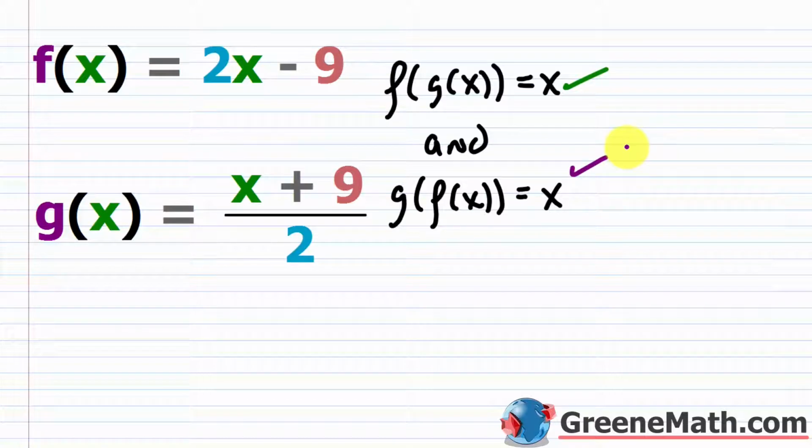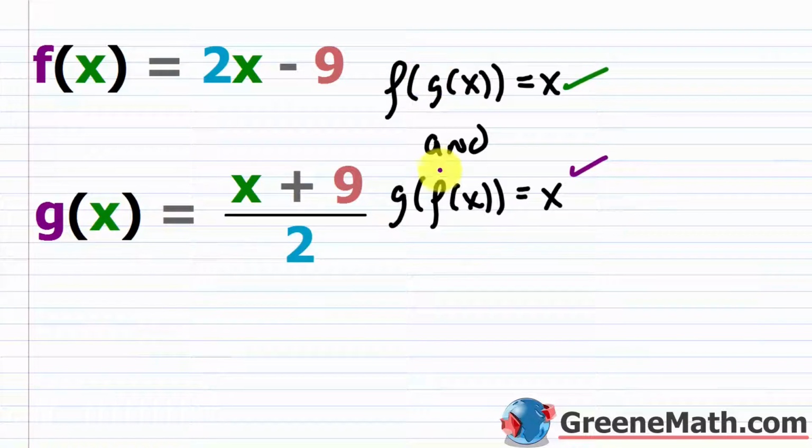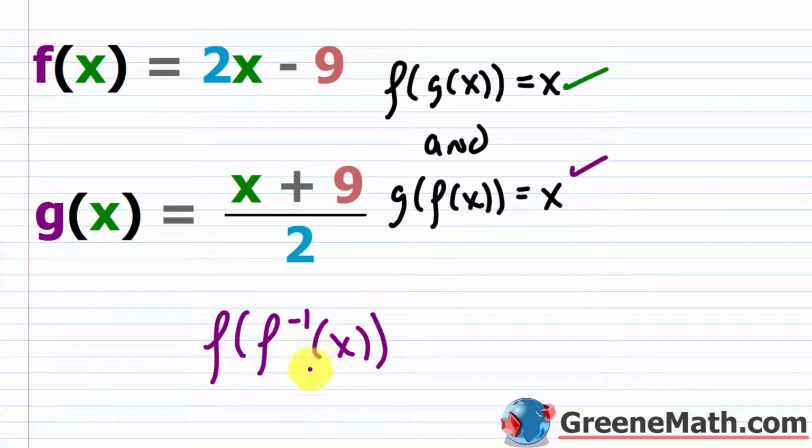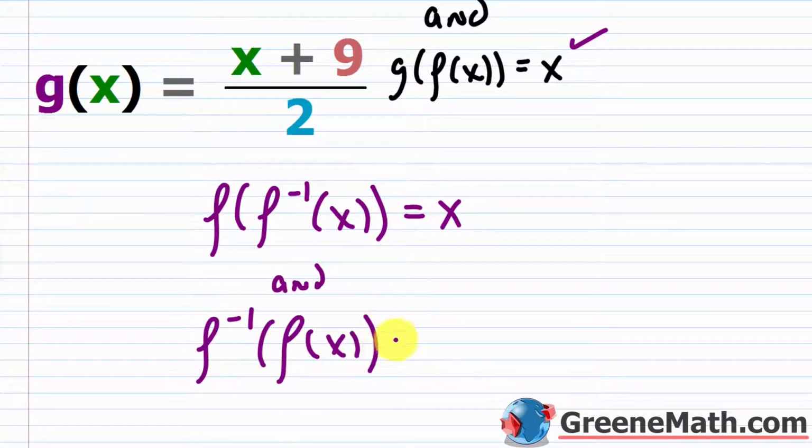So f of g of x is equal to x, and g of f of x is equal to x. If both of those are true, they're inverses. If you wanted to, you could scratch this out and say this is f inverse of x. I'm just going to leave it as g of x for now. But you might also see this notation as f of f inverse of x. In some textbooks, they'll do that and say this has to be equal to x. And then also, f inverse of f of x would be equal to x.